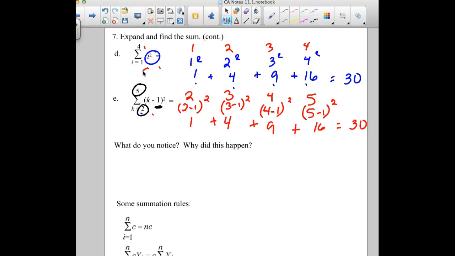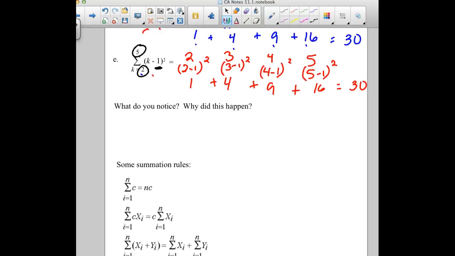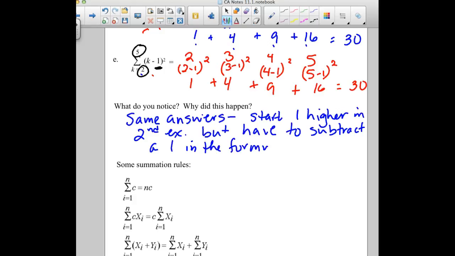Okay. All right, so same answers. We start 1 higher in the second example, but have to subtract a 1. All right, so we're basically back to where we started.